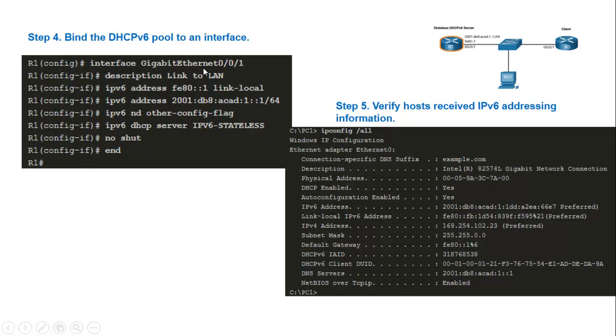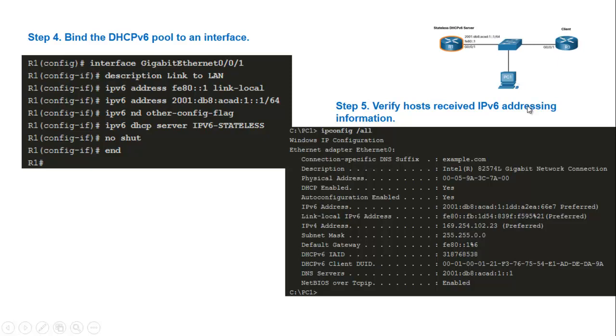So interface gigabit Ethernet 0/0/1, you can put in a description, and then IP version 6 address. We have to set the IP version 6 address and the link local address. Set it to be other config flag, meaning that we are setting the O flag to 1 and the A flag to 1. We set that so any device acquiring an IP will get it from this pool. And then don't forget to activate the interface.